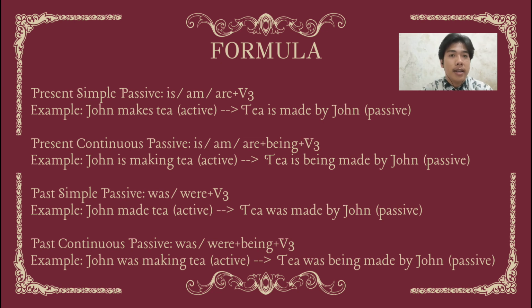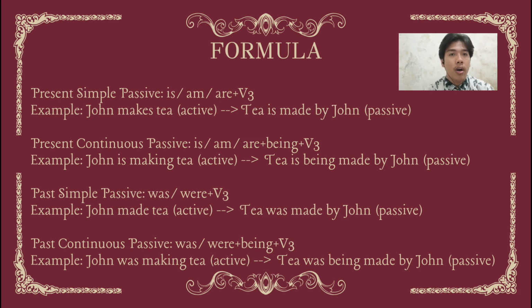Number 3 is passive simple past. The formula is: to be (was or were) plus verb 3. For example, John made tea. In the passive, it becomes: tea was made by John.